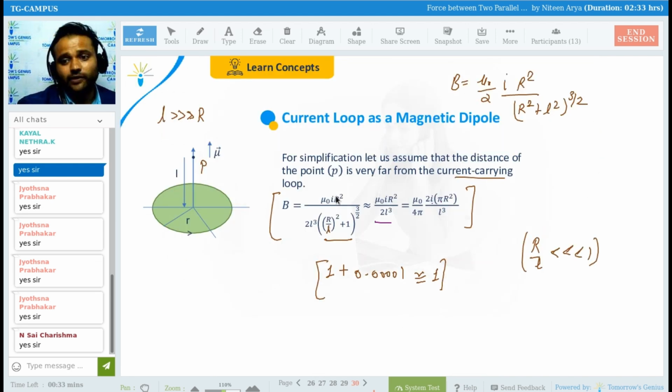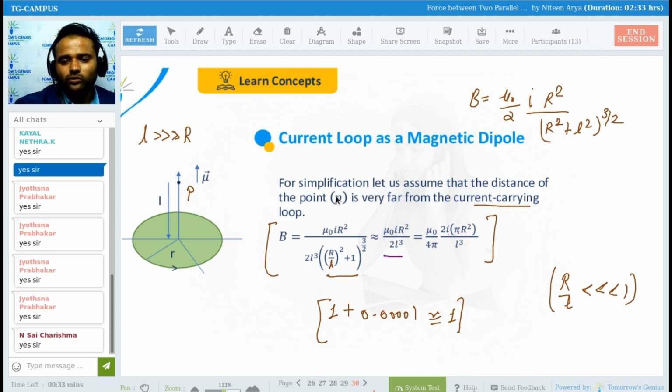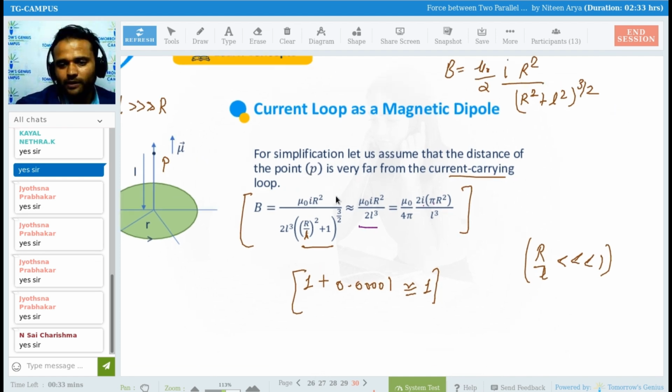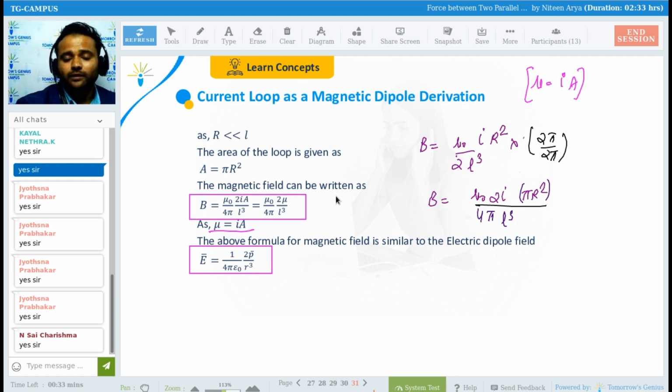Moving ahead, there is a case where L is very, very much greater than R, meaning this particular point is very far away as compared to the radius R. So then we are going to find this particular formula. On the next page, I am multiplying and dividing with 2 pi. So pi R square becomes my area, and area into current gives me the magnetic moment, which is I into A. So I can find my magnetic field with the help of magnetic moment with equation 3, mu naught upon 4 pi, 2 mu by L to the power 3.